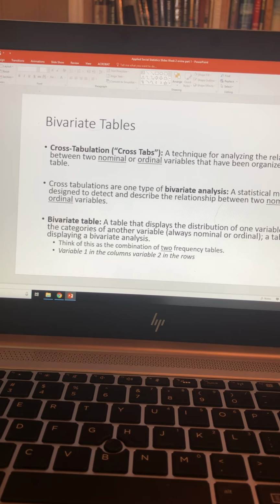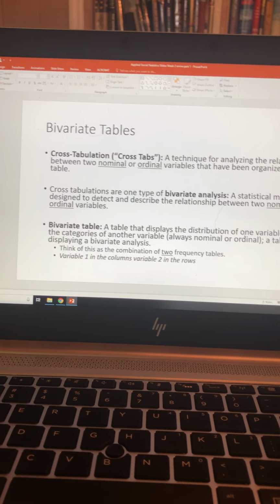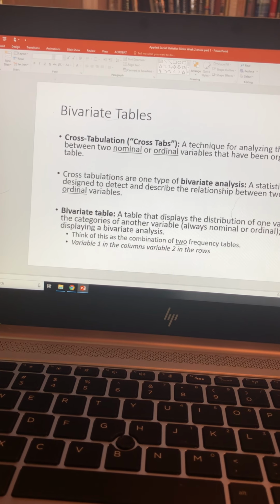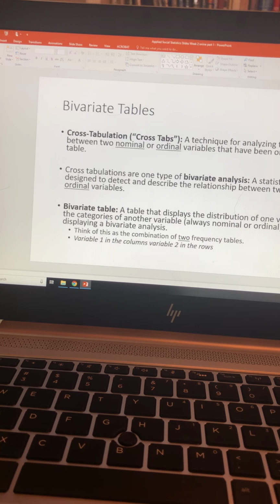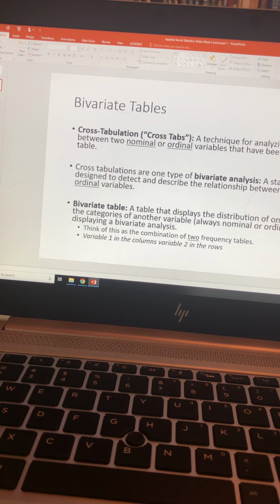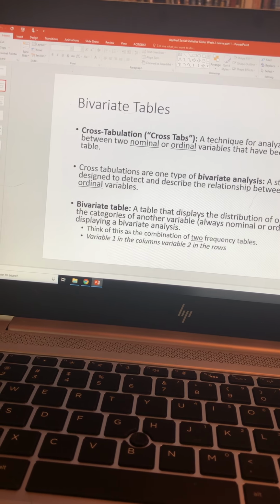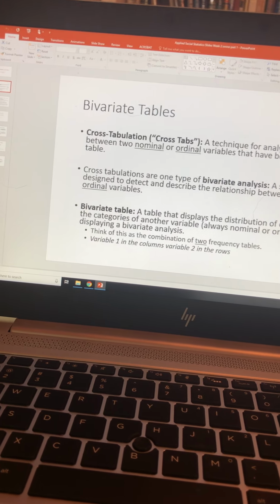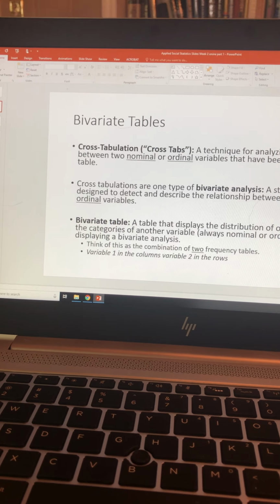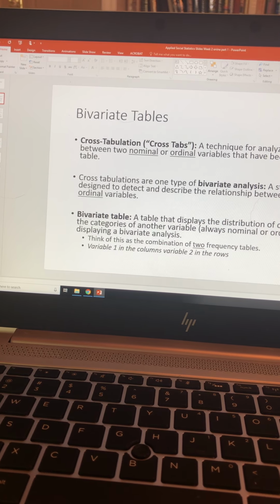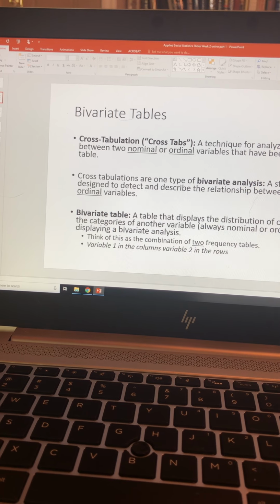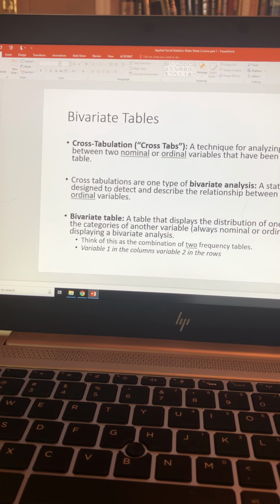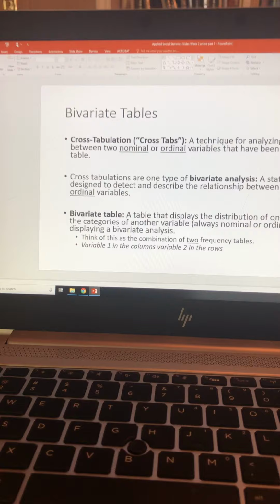So think of it as the combination of two frequency tables. So I could look at the frequency of, let's say first, second, third, and fourth year students at Valdosta State as an ordinal variable, and I could look at that in terms of whether or not you graduated, or graduation wouldn't make sense for first year. Let's say whether or not you're in an extracurricular activity or not, yes or no. So that would be the nominal variable there. So basically you have variable 1 in the column and variable 2 in the rows. And you've seen this kind of stuff before.